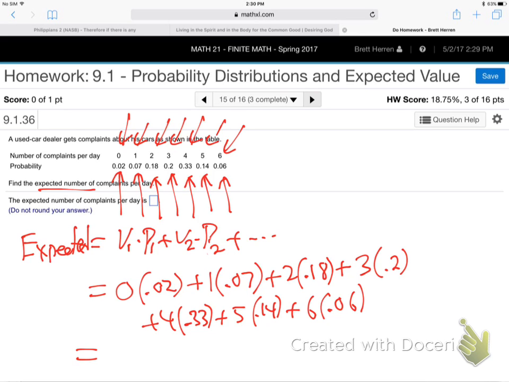So first one to a number, somebody got it? 3.41. 3.41. Anybody else getting that? There we go. So on average, he expects about 3.5 complaints a day. That's what that means. Is that good? Questions on that?